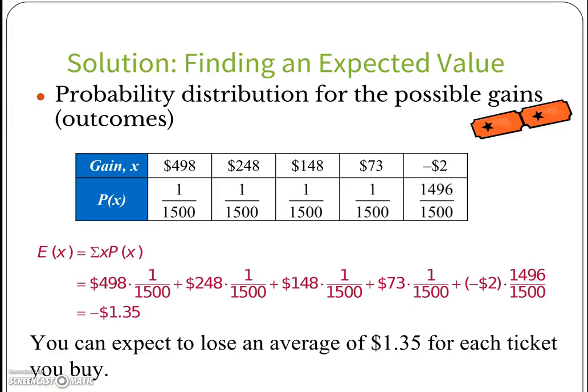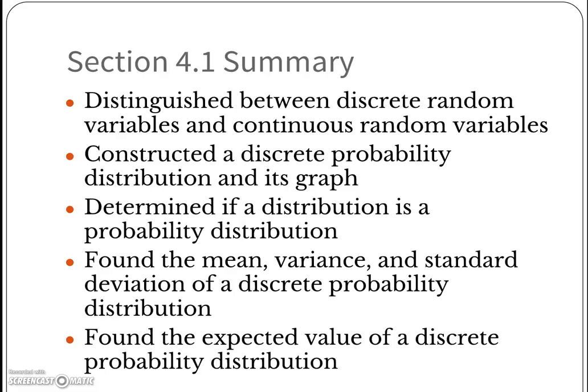And that's expected value. Okay, so in this lesson, we distinguished between a discrete and a continuous random variable. We constructed a discrete probability distribution. That was the table with the x and the p of x, and then we did its graph, which was the histogram. We determined if a distribution was a probability distribution. Remember that the numbers for all the probabilities had to be between 0 and 1, and that all the probabilities had to sum to 1. We found the mean, we found the variance, and we found the standard deviation. So we had the formulas for that. And then we found the expected value of a discrete probability distribution. And that's all we have for 4.1.